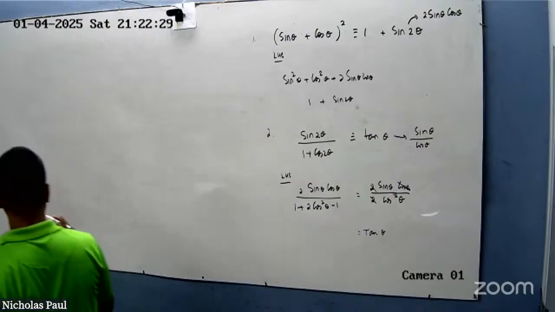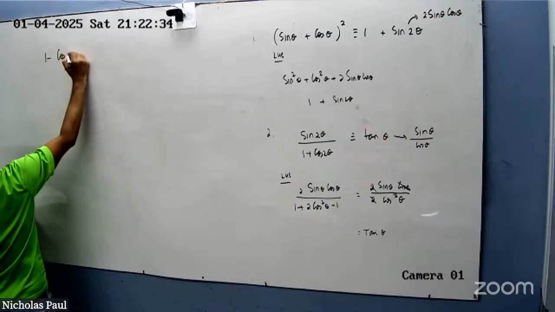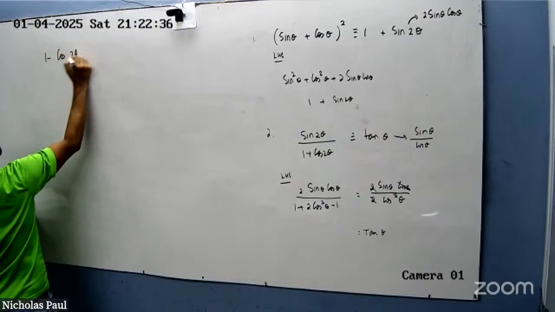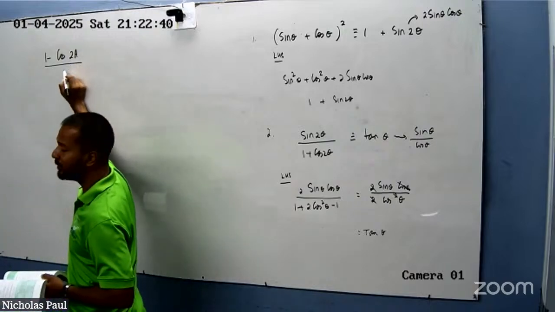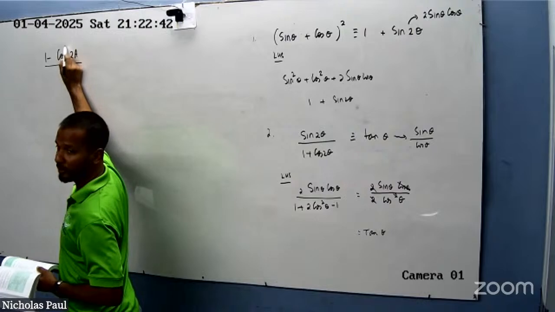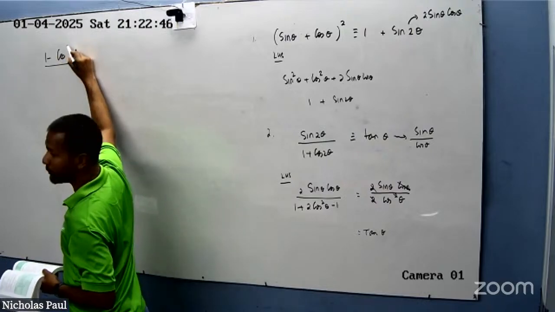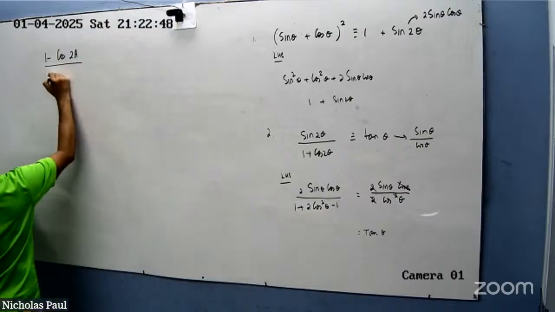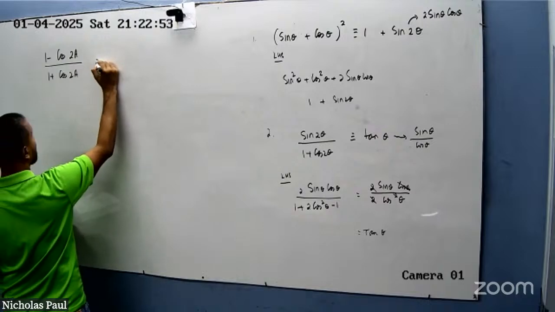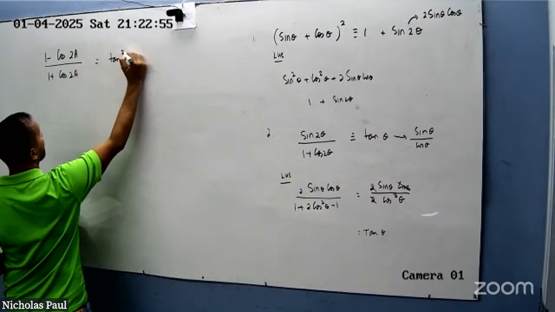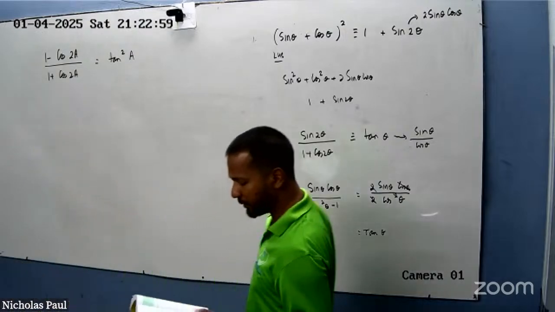Use the right identities and you're good to go. 1 minus cos 2a. I know some of you when you're writing, the 2a looks like cos squared, right? Make sure you separate them. Cos squared, put the 2 higher up. Okay. Right? Choose the right identities and you're good to go.